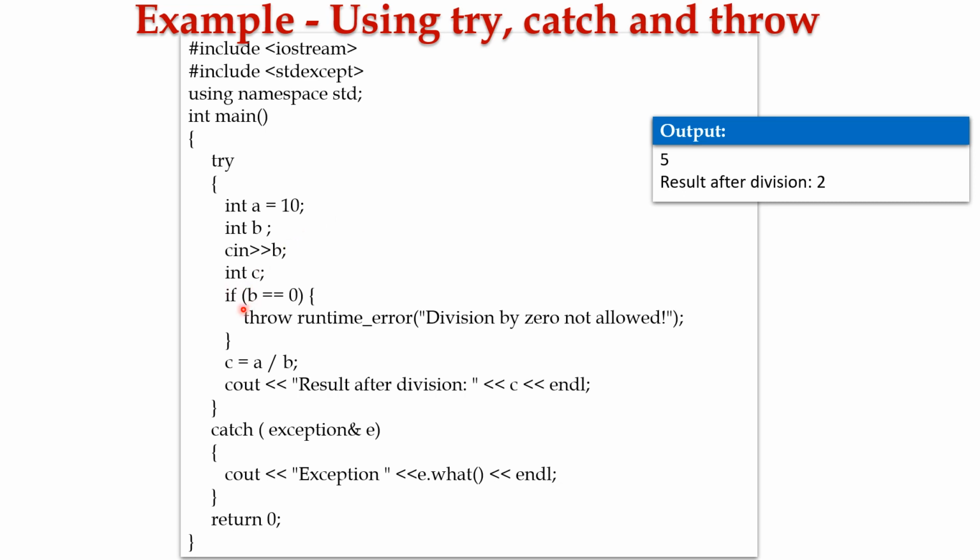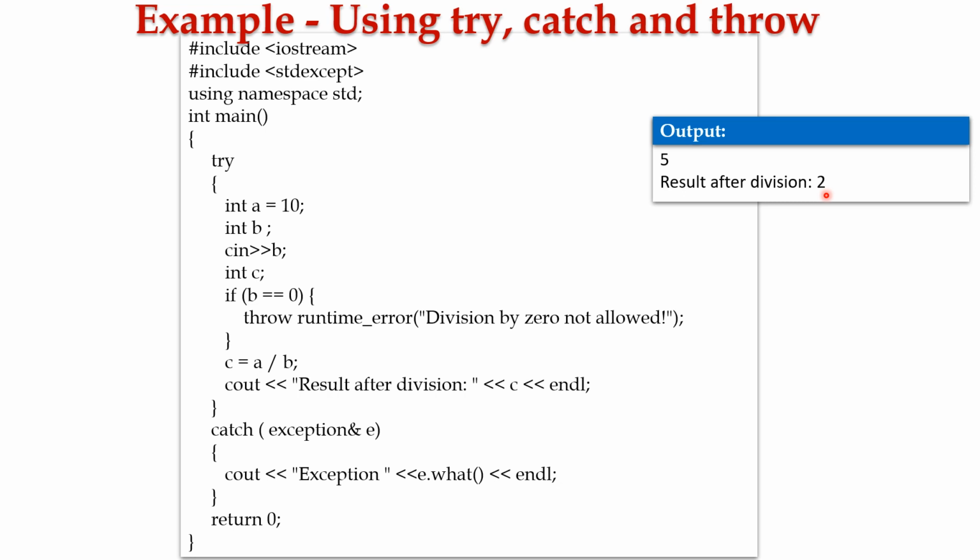Next, we have an if condition here. We have to check whether b is equal to 0. The value of the variable b is 5 and it is not equal to 0. So it skips the throw statement and moves to the next statement, that is, c is equal to a divided by b. And it displays the message using the cout statement, that is, "result after division" and the value of the variable c, that is, 10 divided by 5 is equal to 2. You can see here "result after division 2" is displayed to the user as shown in the output.